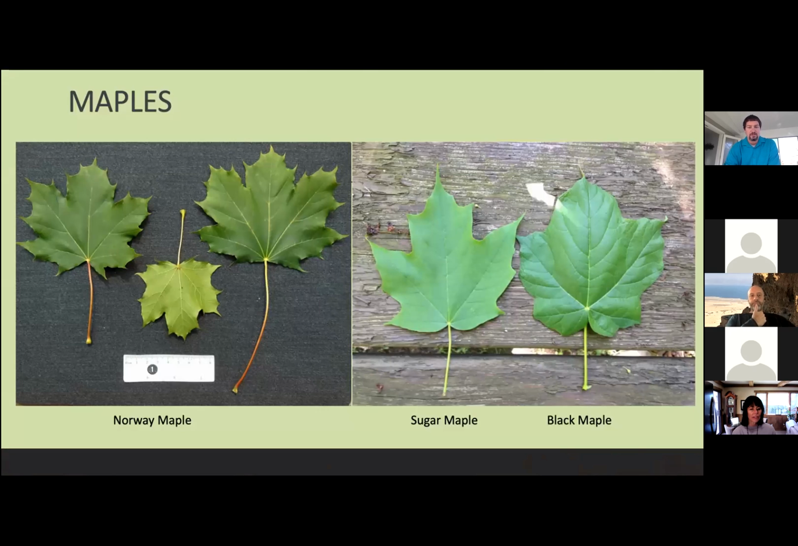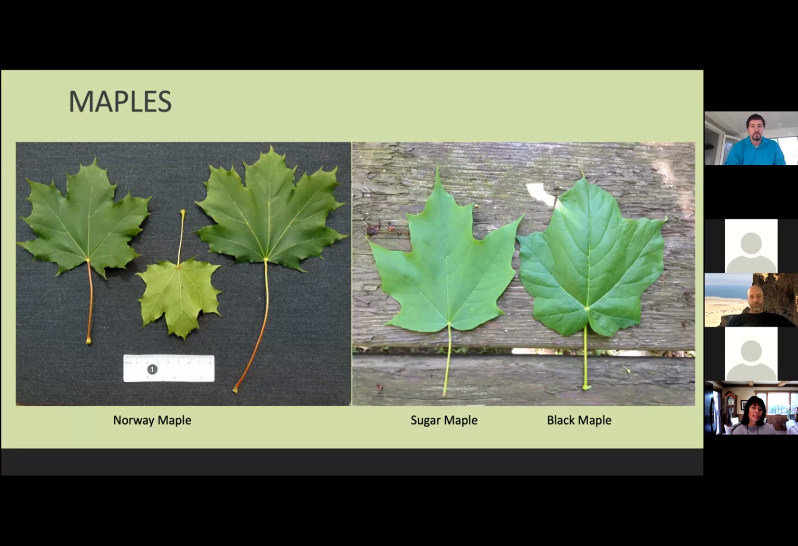So Norway maples, you're going to see a lot. They are really popular street trees. The nursery industry has come up with a lot of different cultivars for Norway maples. Sometimes you see them called Crimson King. They're like that really nice kind of burgundy maple tree. It stays that color all year round. Those are just Norway maples that have been bred to be purple.